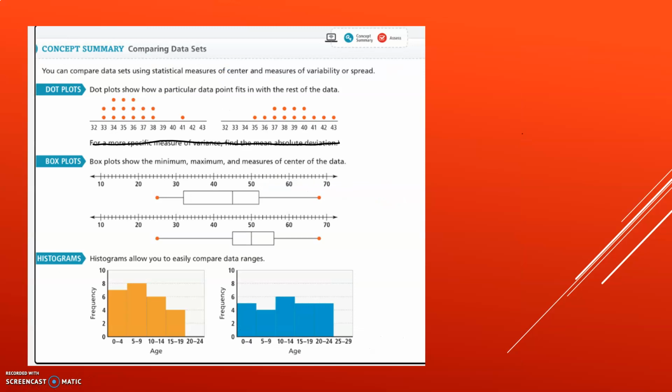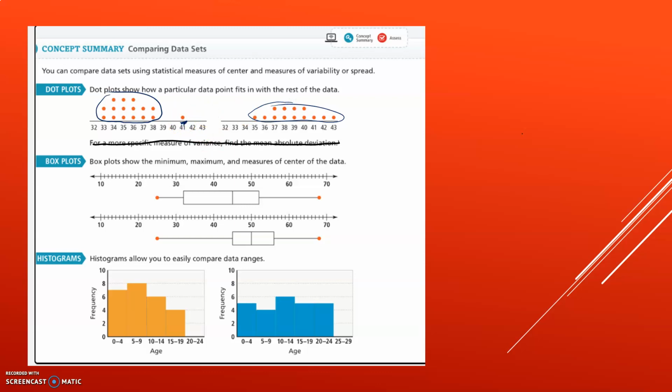So we do want to summarize though. Yesterday we spent time talking about dot plots. And if we're comparing dot plots, we want to say dot plots show how a particular data point fits in the rest of the data. The nice thing about dot plots, again, is you can see the clusters of data. And this one's more spread out. You can see outliers if they exist. That may or may not be an outlier.